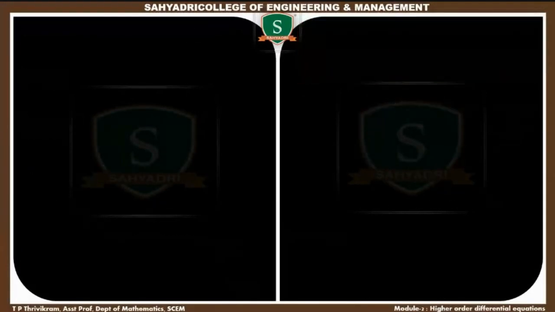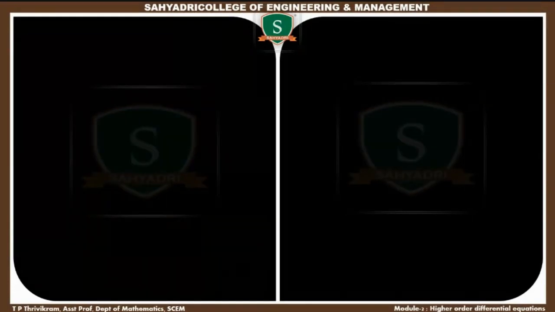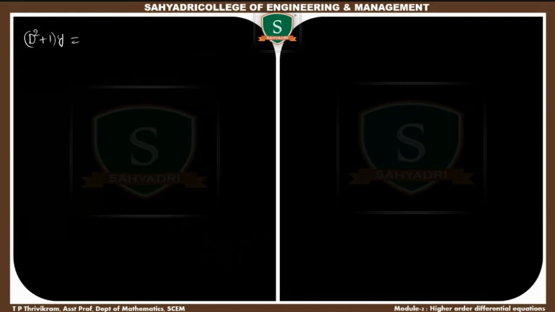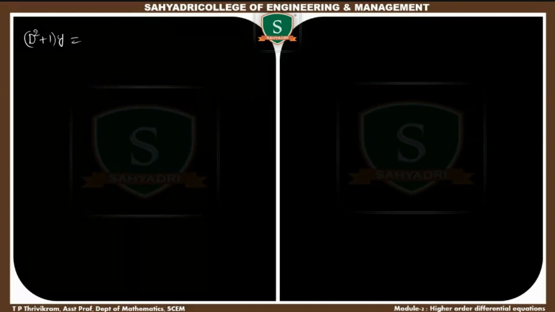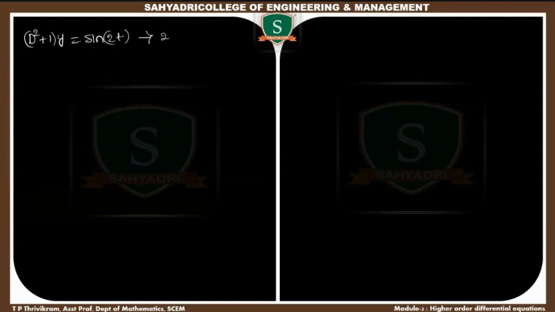So d by d get cancelled, you'll get (D square plus 1) into y is equal to sine 2t. Take this equation as 2. So what happens? You have to solve this equation.